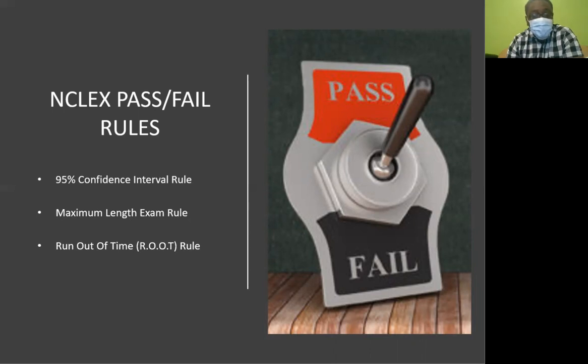And the third rule, when you run out of time. Here you would have used up the 4 hours and you have not completed the entire 130 questions. So the computer looks at the last 60 questions and they all have to be above the passing standard for you to pass. If it's below, you fail. It's actually a harsh rule, but those are how the NCLEX determines if you pass or fail.